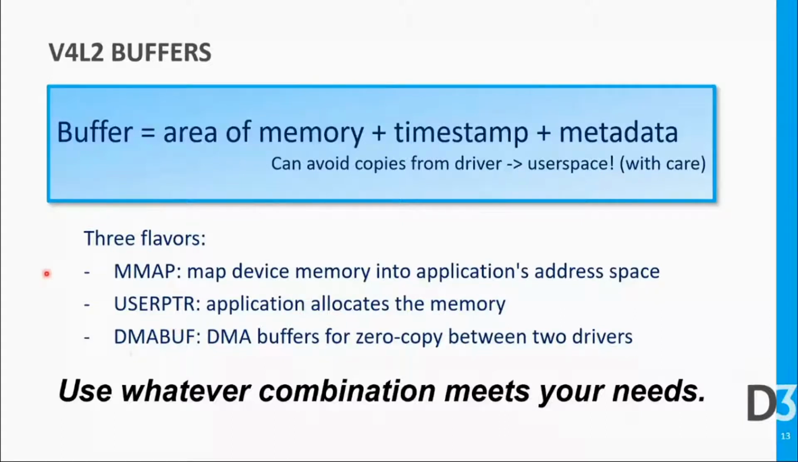In the case of mmap, the device driver allocates the memory, and then the application can map the device driver's memory into its own address space. For user pointer, the application allocates the memory and gives the driver a pointer to it. So you can allocate it any way you want, which we will see is very useful in this use case. And DMA buffs are built to be shared within the kernel. So if you need to move memory between 2 drivers, DMA buffs are a good choice.